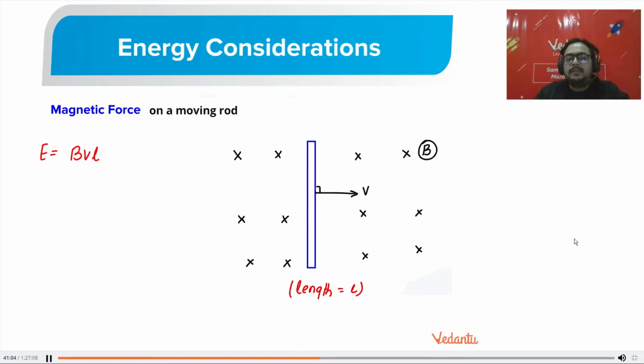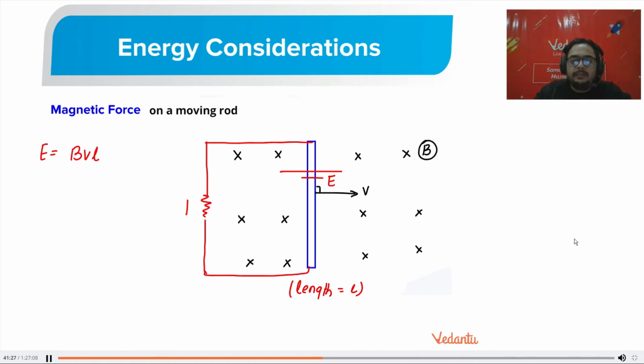Okay. BVL is the EMF you'll get. Can you tell me which point will be higher polarity, up or down? So if you do V cross B, it is coming up. So I can create a battery like this of EMF E. Am I correct? Now what will happen if someone connects a resistor to it? Some weird person is connecting a resistor R to it. What will happen? Can you tell me? Can you guess? It is pretty obvious what will happen.